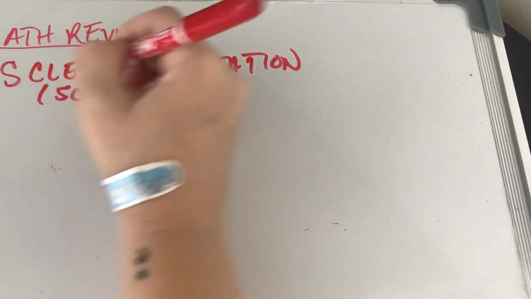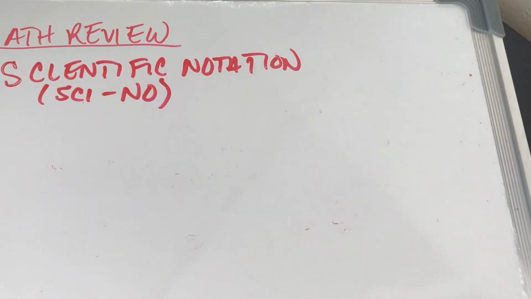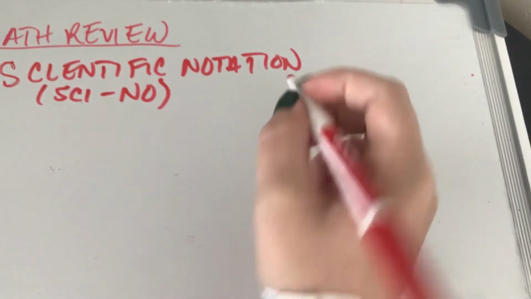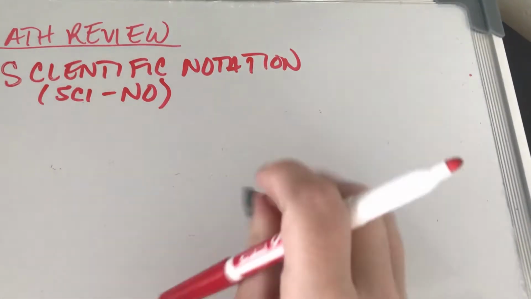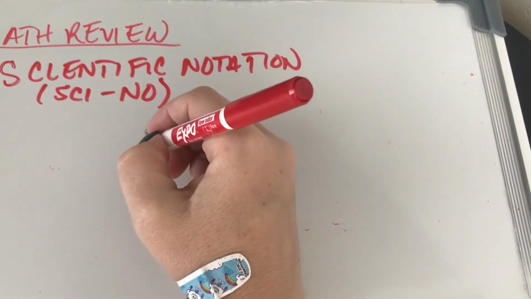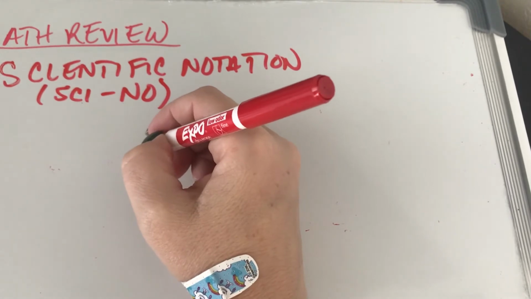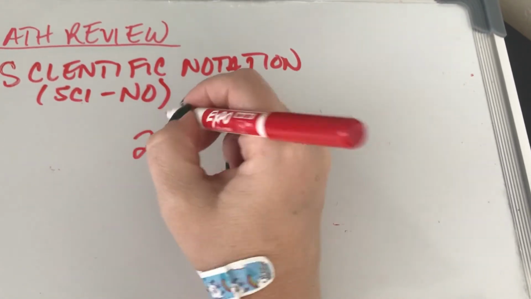Which I will probably from now on refer to as Sino, because I'm lazy and I don't like writing that. So scientific notation is basically when you have a really large number or a really small number, it becomes really difficult to conceptualize the magnitude of that number, okay? That was a lot of fancy words for saying it's just really crazy big and it's hard to think about, right?